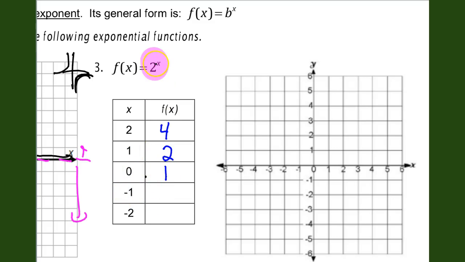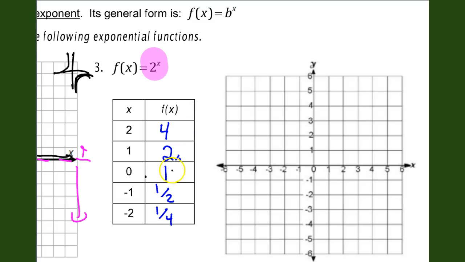2 to the negative 1 power is, and if you're not sure, if you have the positive 1 answer and you're trying to find the negative 1 answer, just do the reciprocal. 2 is the same as 2 over 1, so the negative 1 power will be 1 over 2. If you're trying to find the negative 2 power and you already have the positive 2 power, just do its reciprocal, so that's 1 over 4.